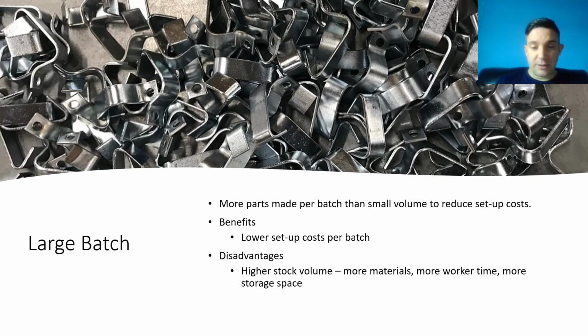So the opposite side of that is a large batch. So more parts will be made in a batch than a small volume batch, and this reduces the setup time. So if the setup time is going to cost us £60, when we're doing a small batch, that £60 has to be absorbed into that batch. Now it makes sense that if we're going to make a larger batch of components, that £60 across that batch is going to be less. Therefore, the cost per part comes down.